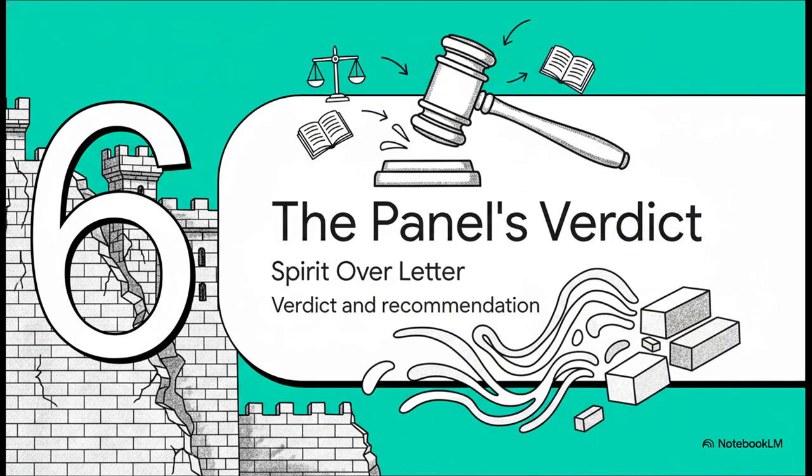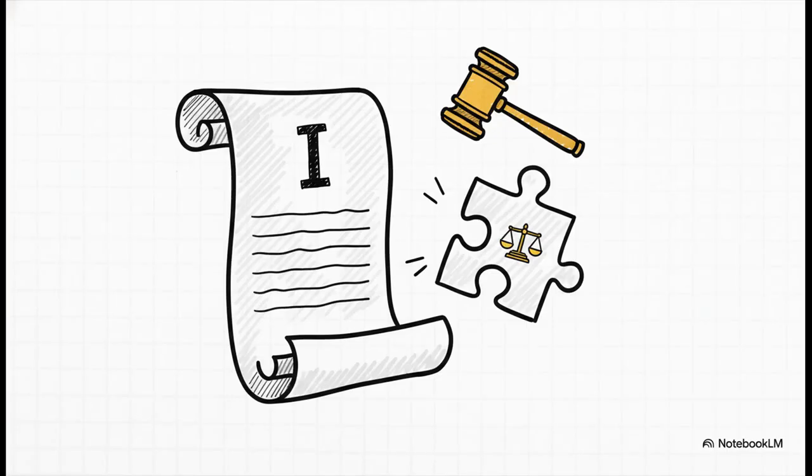So, with Belgium's main argument completely taken apart, the panel was finally ready to deliver its verdict and its recommendation. The finding couldn't have been clearer. By discriminating between its trading partners, the Belgian levy was inconsistent with the most favored nation obligation in Article 1. It was a direct violation of one of the GATT's most fundamental principles.